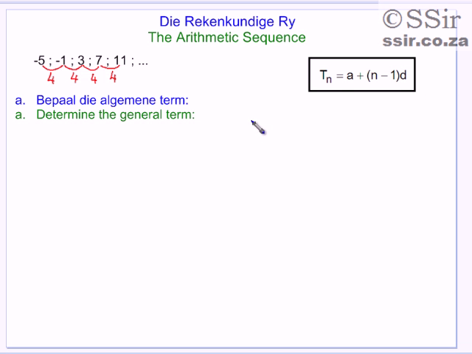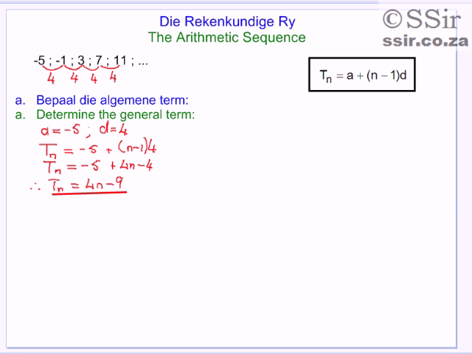Determine the general term. So let's use this formula and apply it to our sequence that we have here. We must find the values of A and D. We know that A is the first term, so that will be -5, and by now we know that the constant difference is 4. So now we can say that the term in position n will equal -5 plus (n - 1) times the constant difference 4. This simplifies to Tn equals 4n minus 9.